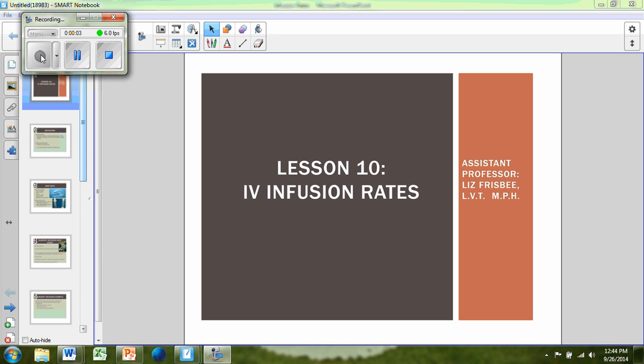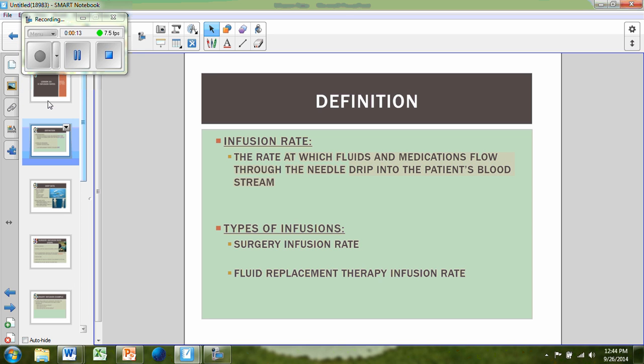Okay, so here is our last lesson in medical math. It is on IV infusion rates. Okay, so the definition of an infusion rate is the rate at which fluids and medications flow through the needle drip into the patient's bloodstream.